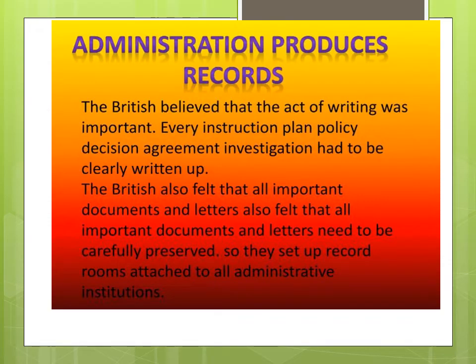Next, we will understand what sources historians use in writing about the past, that is, Indian history. So, the first is administration produces records. Now, one important source is the official record of the British administration. They believed that the act of writing was very, very important, and every plan, policy, decision had to be clearly written up. Once this was done, it had to be carefully studied and debated, and this conviction produced an administrative culture of notings and reports.